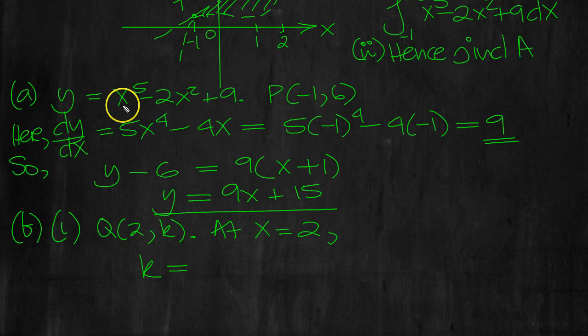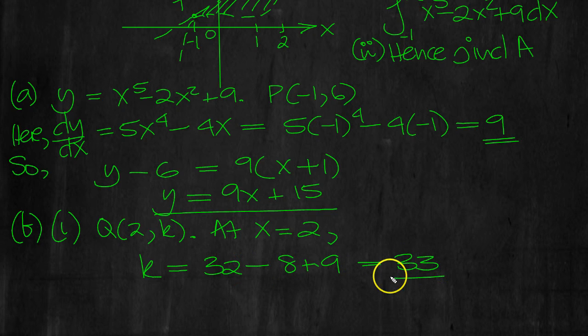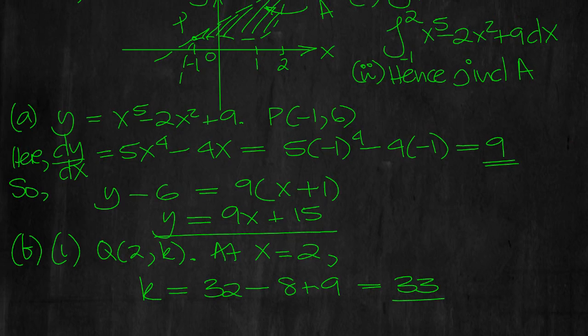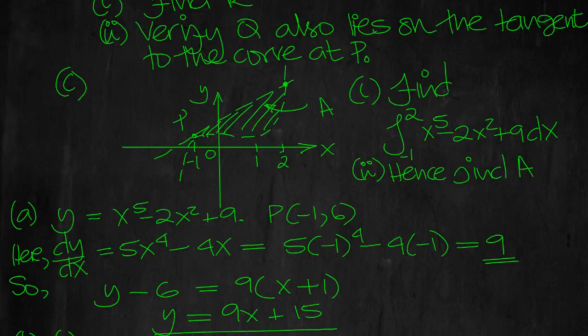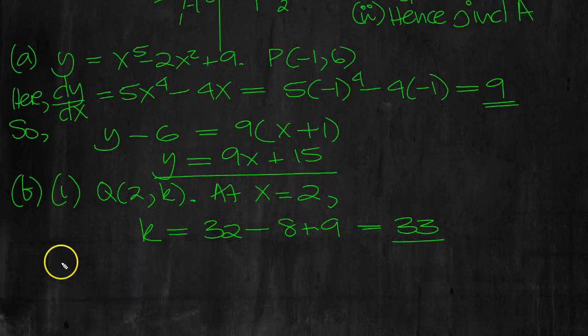It lies on the curve. It will be 2 to the 5, which is 32, minus 2 times 2 squared, which is 4, 2 4s are 8, plus 9. 9 minus 8 is 1, 1 plus 32 is 33. So there's the point Q, (2, 33). We found k. Verify Q also lies on the tangent to the curve at P. So part 2.